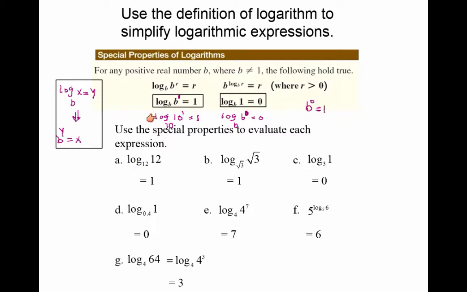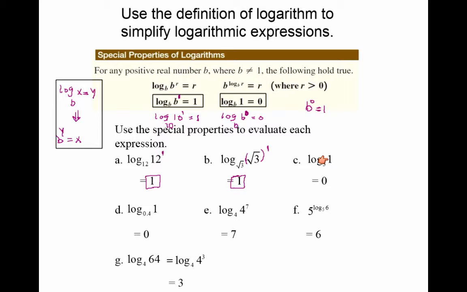Here we want to evaluate log of 12 when the base is 12. Well, according to what we just said here, this whole thing would be equal to this exponent, which is exponent 1. So the whole thing must be equal to 1. Here, if you want to find what's log of cube root of 3 if the base is the same, again, that also would be equal to 1, because this would be to the power of 1.